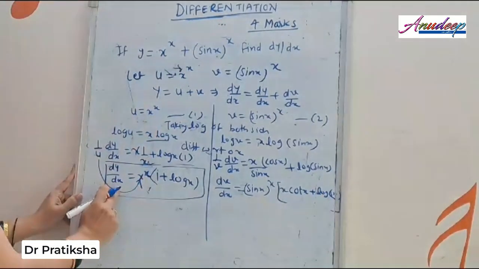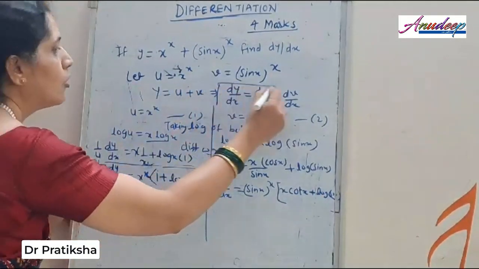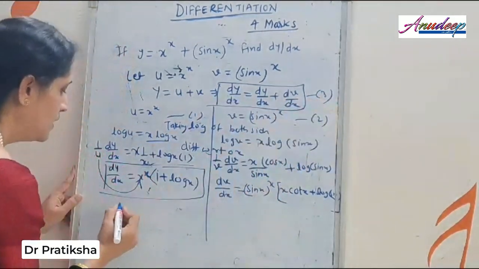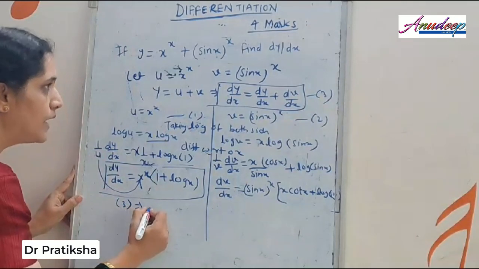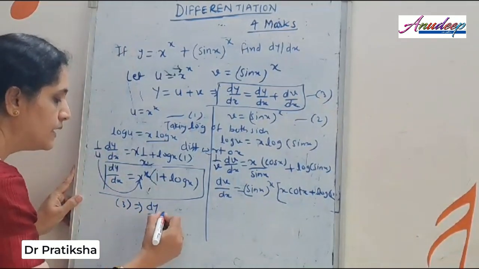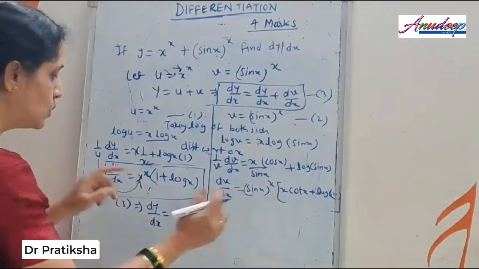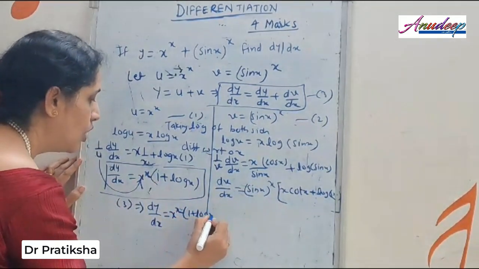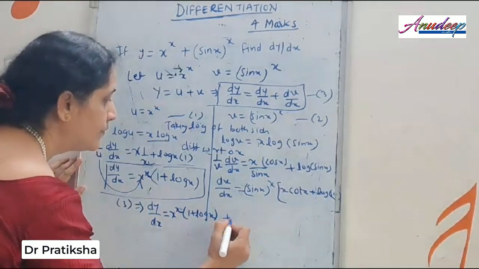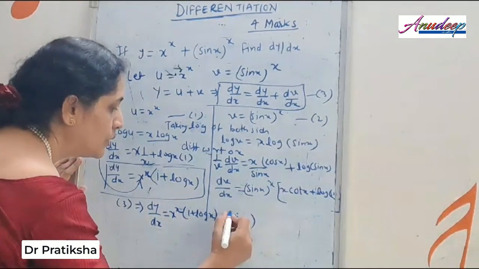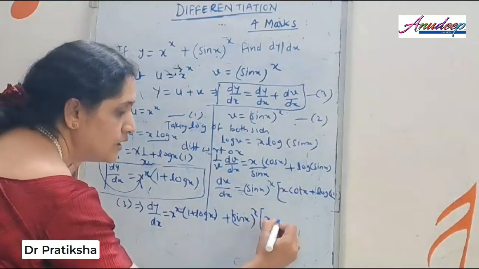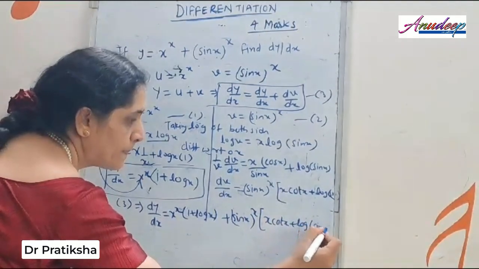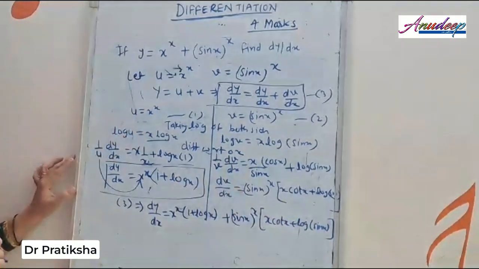So final answer, we know that because we have obtained dy by dx equal to du by dx plus dv by dx, it will be called as 3. So equation 3 implies dy by dx is equal to addition of these two. That is x to the power x (1 plus log x) plus sin x to the power x (x into cot x plus log of sin x). So this is how you are going to solve.